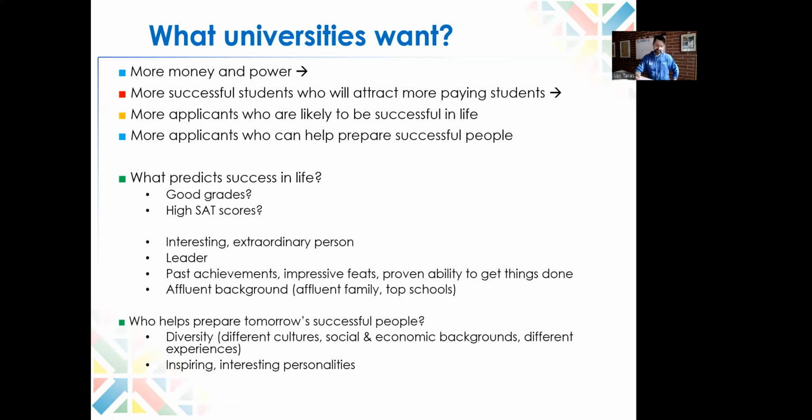The university wants people who will become successful in life. The university wants people who will make the university proud, who will go on to have a successful career, who will become, if not presidents and prime ministers and World Bank presidents and directors, then at least will have a solid professional career in business, politics, arts, whatever the discipline. So they want people who will be successful.